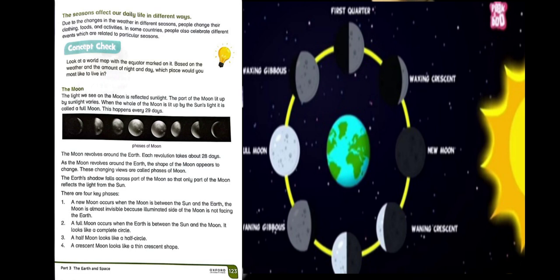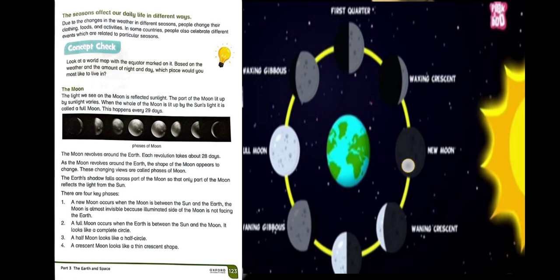As the moon orbits, we see it lit from different angles and it appears to be different shapes. These are called phases of the moon. The moon revolves around the earth. Here you can see. And each revolution takes about 28 days.